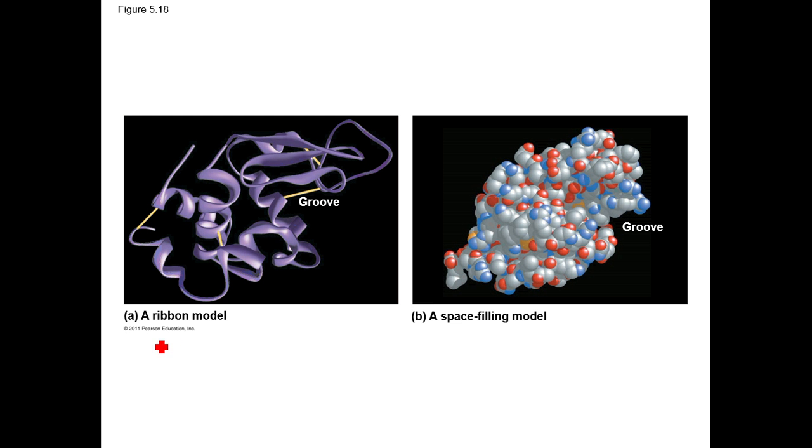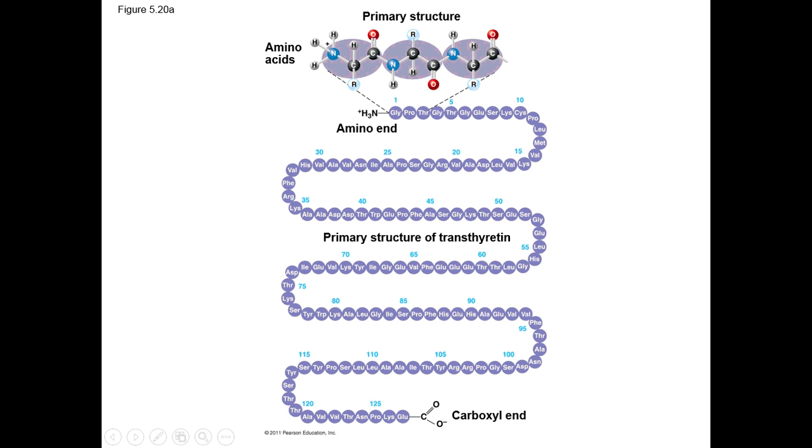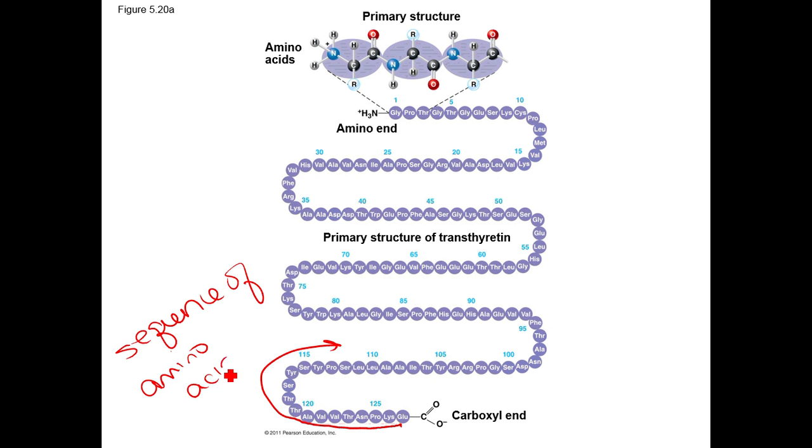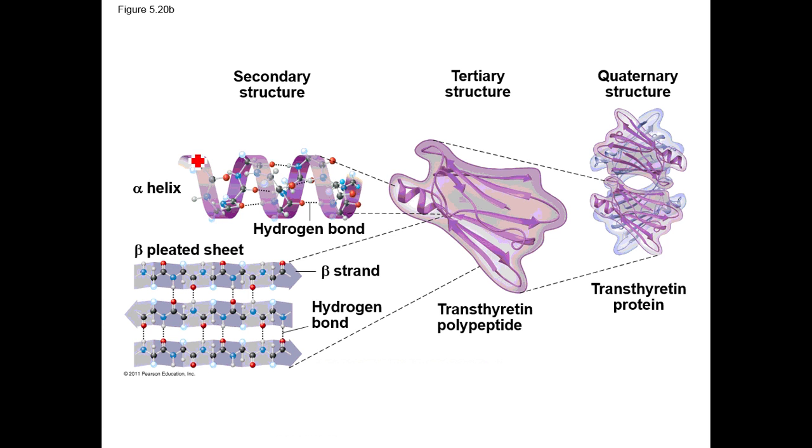So here's a ribbon model of a protein, and this is a space-filling model, where you don't see all that space. This shows how that primary structure is then woven into a secondary and tertiary structure. So this is your primary structure. It's the actual sequence of amino acids. Then your secondary structure is how that sequence is actually folded.